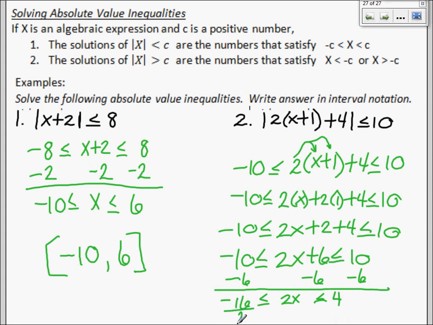Now to get x by itself, divide all sides by 2. That will eliminate the 2 with the x. Once you do that, you're going to have negative 16 over 2, which gives you negative 8, less than or equal to 2x divided by 2, which is just x, which is less than or equal to 4 divided by 2, which just leaves you with 2. So those are our answers. And now to write that in interval notation, write what you have: negative 8, comma, 2. Since we have inequalities with the equal to's, make sure those are included with brackets. And that's how you solve absolute value inequalities.